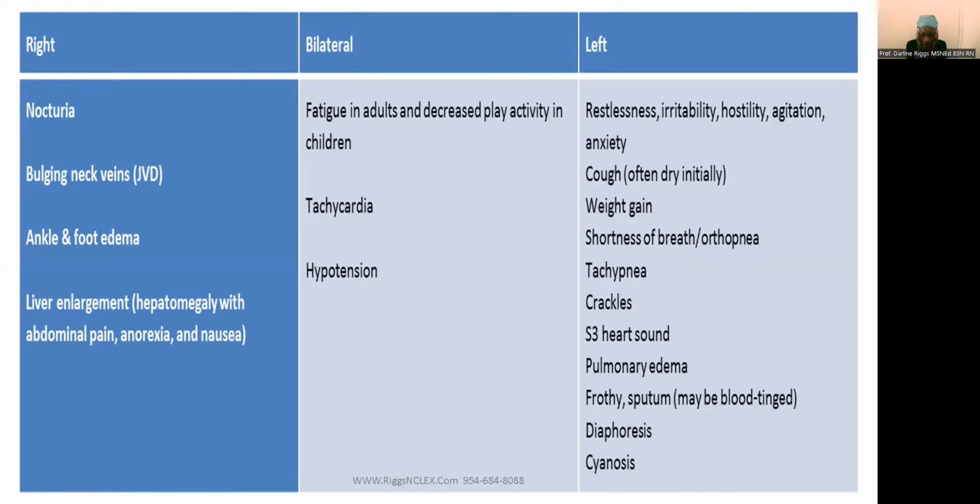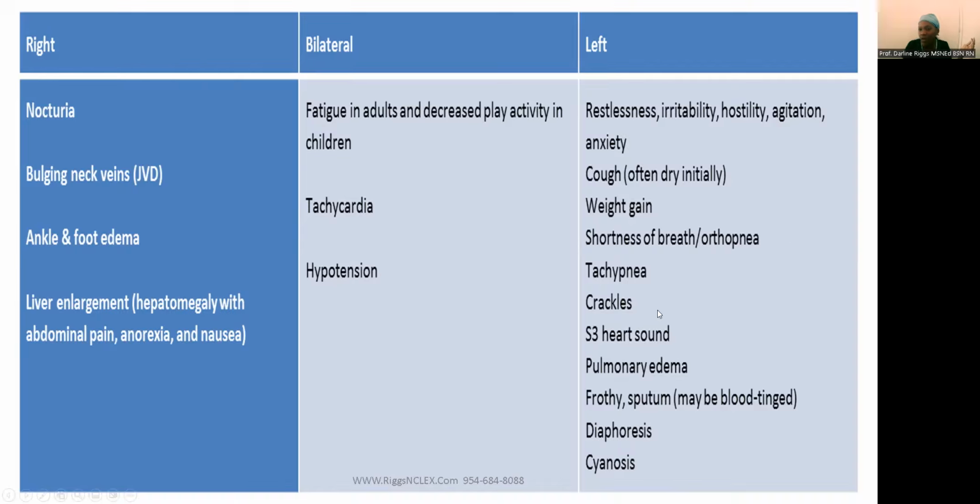Let me tell you how this is going to come to you Next Gen style. I made a case study just to see if you're good with left versus right-sided heart failure. You're going to get a whole lot of signs and symptoms. I could list all of these, mix them up, and then put left-sided, right-sided, where you're going to click, click, click, whichever one it belongs to. So you have to be well-versed with this, okay?